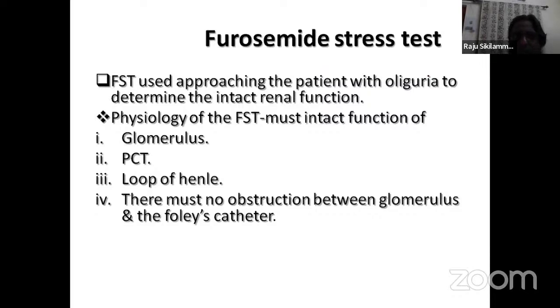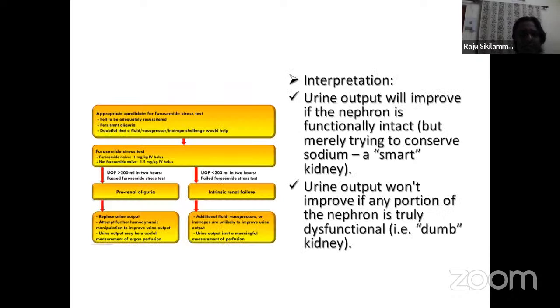Then we come to the furosemide stress test. The furosemide test is used in approaching a patient with oliguria to determine whether renal function is intact. For the physiological furosemide test, the function of the glomerulus, proximal convoluted tubule, and loop of Henle must be intact. There must be no obstruction between the glomerulus and the Foley catheter.